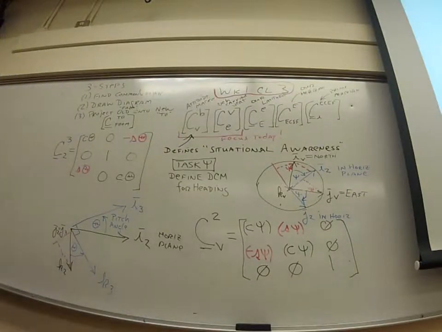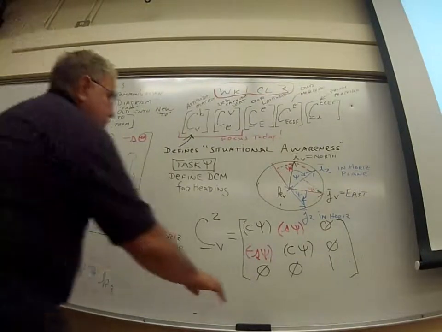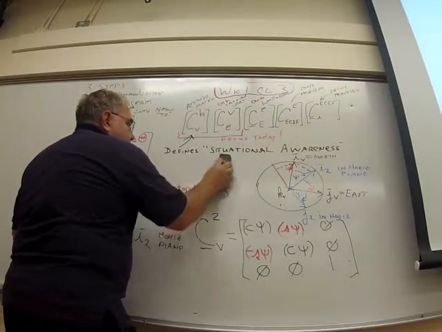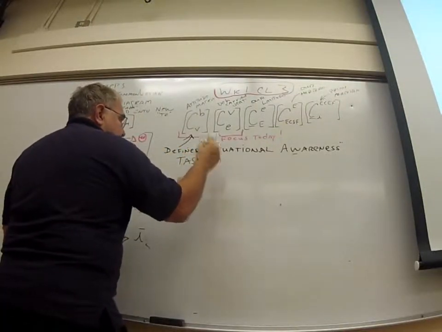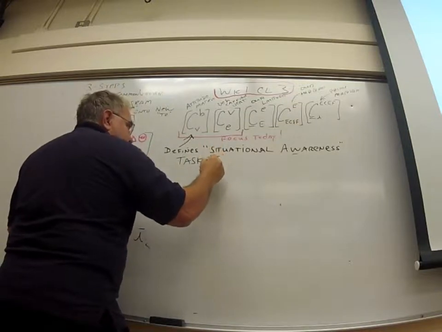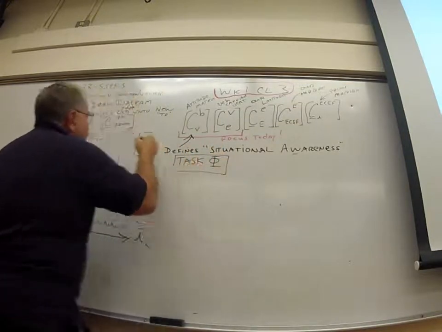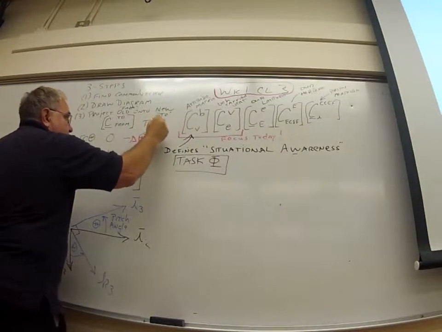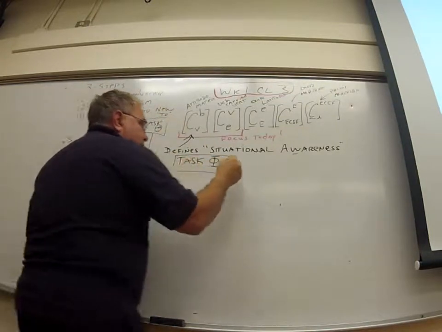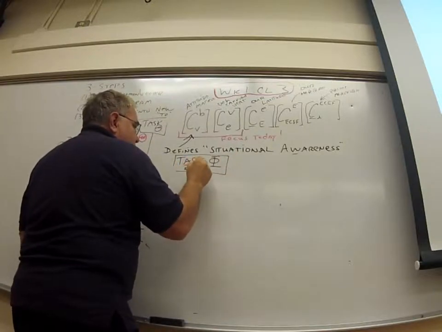All right, so let's do our third one. Task psi was heading. Task theta was pitch. That was pitch, and now we're going to do task phi, which is roll angle.